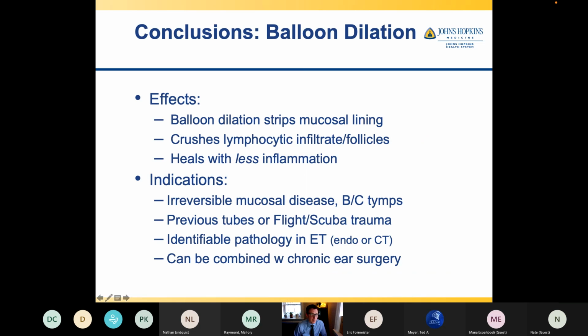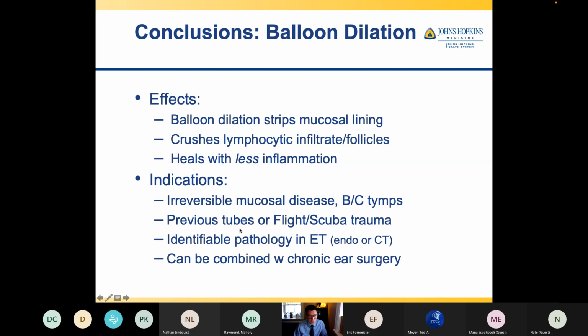So the conclusion is, balloon dilation seems to affect it by stripping the mucosal lining. It crushes the infiltrates and follicles, healing with less inflammation. Indications: irreversible mucosal disease, cartilaginous disease, B and C tympanograms.